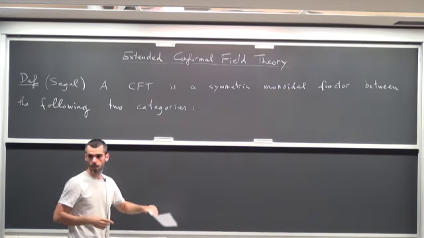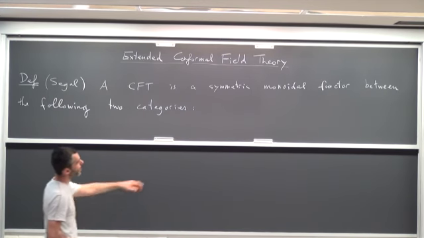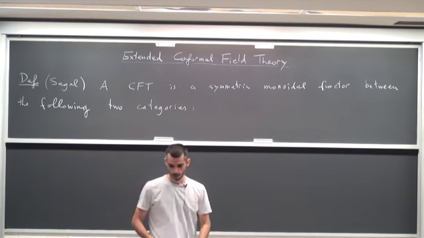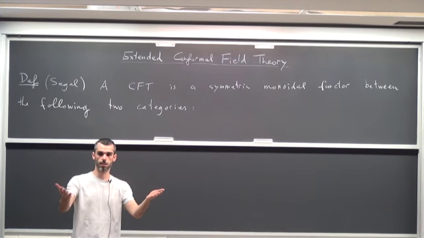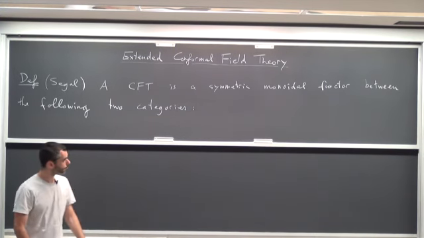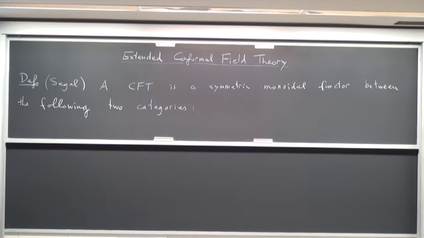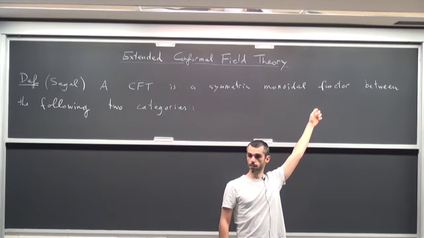So a category, I'm guessing that you all know what that is. There's a bunch of objects and a bunch of morphisms. Symmetric monoidal means that there's an operation that takes two objects and spits out a new object, which is a product of these two objects. Standard example is in the category of vector spaces. You can take the tensor product of vector spaces, and that is a monoidal structure on the category of vector spaces. It's not the only one.